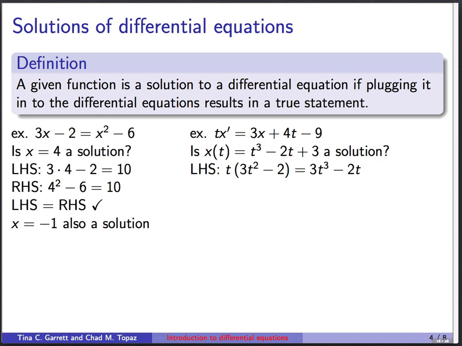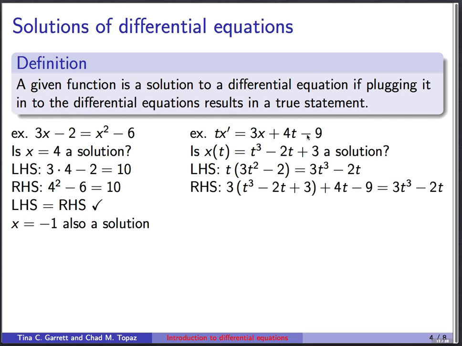So on the left-hand side, we're supposed to take t and multiply it by x prime. So we take t, and if this is our guess for x, then we have to differentiate that. We get 3t squared minus 2t. So the left-hand side is t times (3t squared minus 2t), or expanding, 3t cubed minus 2t. Then we have to do the same thing on the right-hand side. The right-hand side says 3x plus 4t minus 9. So that's 3 times this whole expression for x plus 4t minus 9. And if you expand and simplify, that's 3t cubed minus 2t.